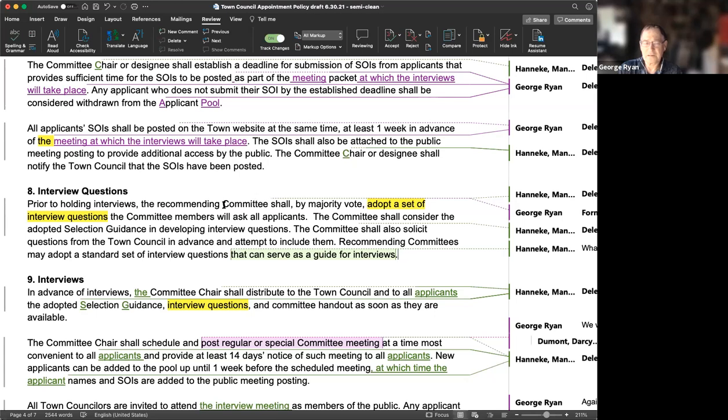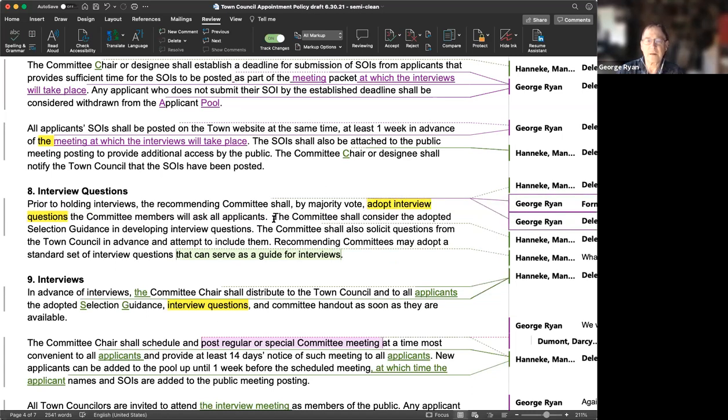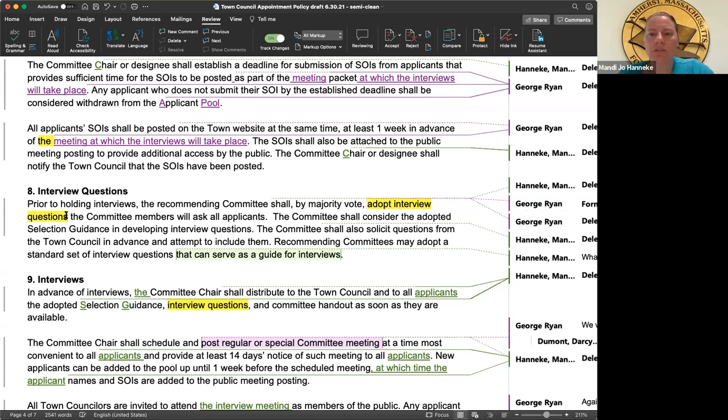Okay. All right. So Mandy, where's the wording change you want to make? Prior to holding interviews, the recommending committee shall by majority vote adopt interview questions, period. Adopt, okay. All right, go ahead, period. The questions may be the same or different for each applicant, period.